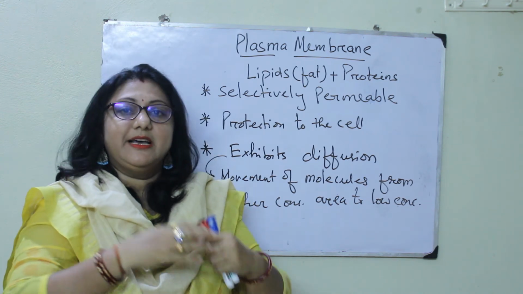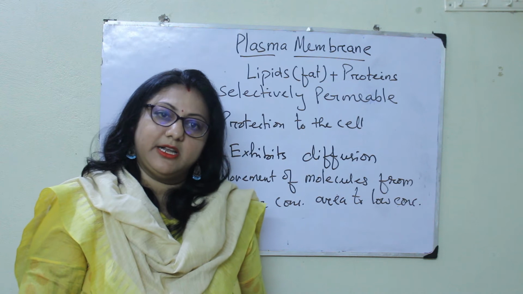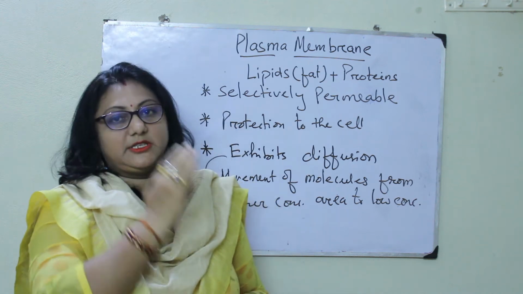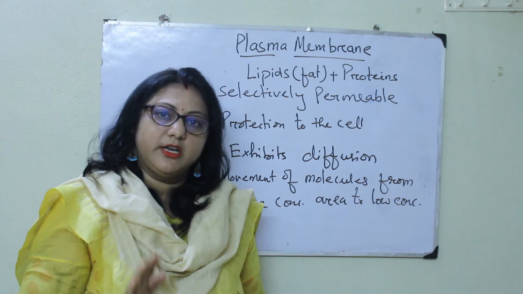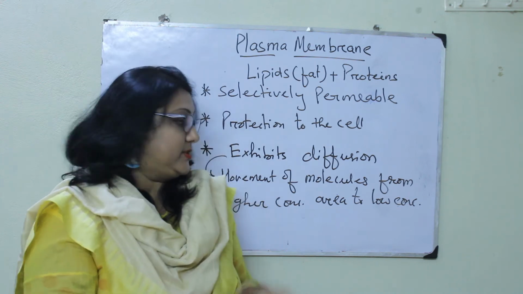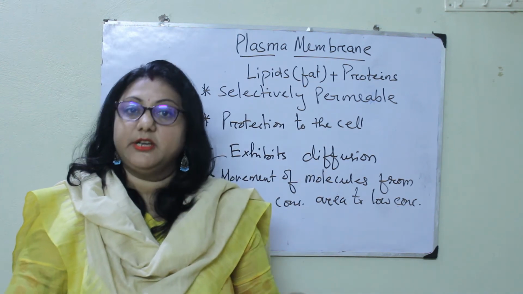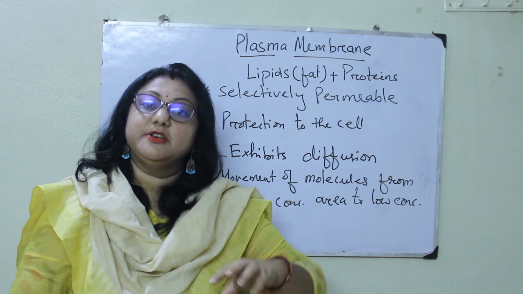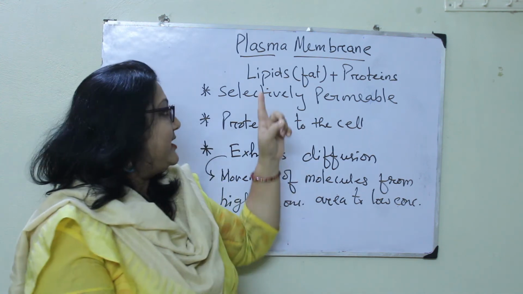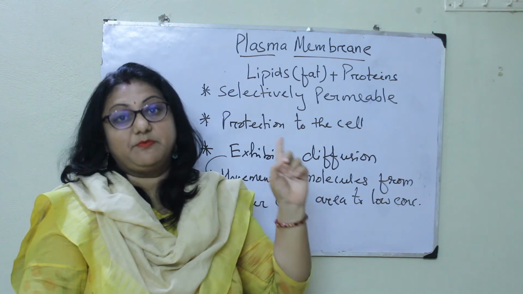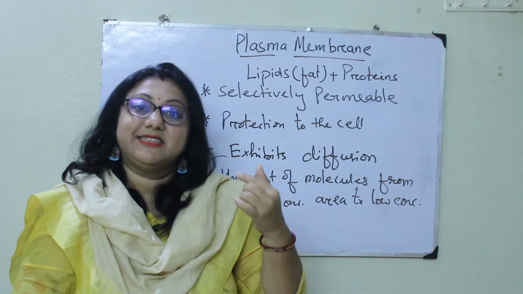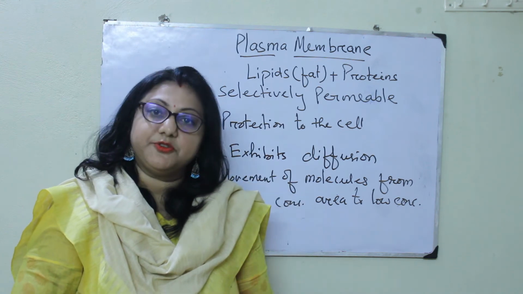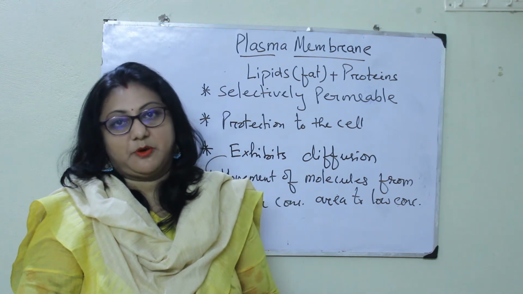So diffusion, for any molecule, is when it moves from its higher concentration area to the lower concentration area. Clear? This is a major property of the plasma membrane which facilitates the process of selective permeability. So selective permeability is helped by the diffusion process for the plasma membrane.